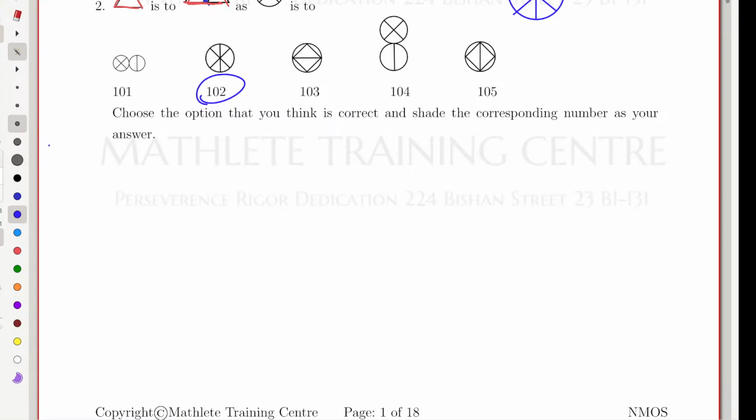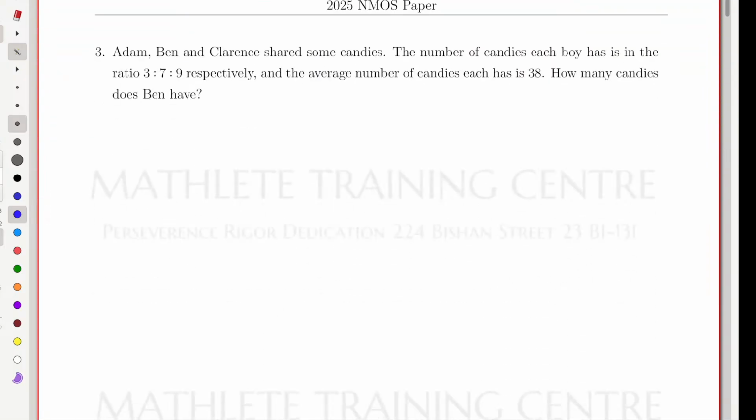Okay, let's move on to question number three. Question number three, we have Adam, Ben, and Clarence, right? ABC, they shared some candies. The number of candies that each boy has is in the ratio 3 to 7 to 9 respectively. And the average number each has is 38.